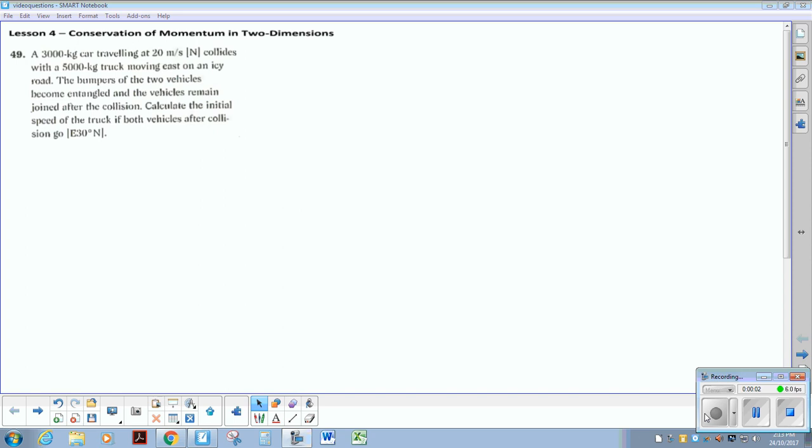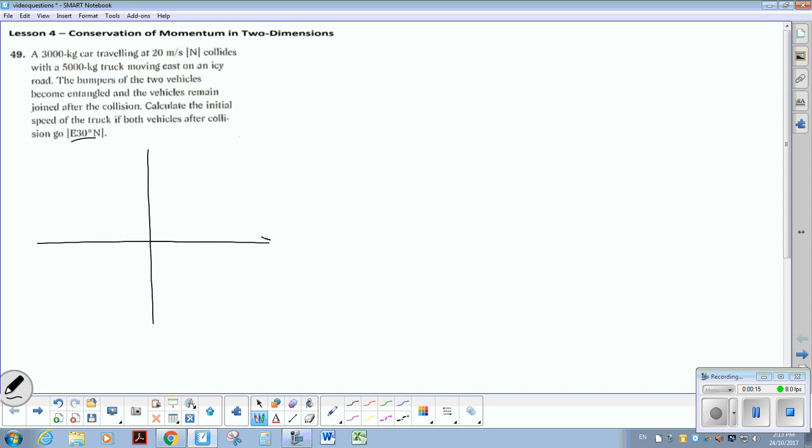Hello, welcome to lesson 4, conservation of momentum in 2D, and I have a question about number 49. At number 49, I see directions here, so I'm going to give myself a grid, northeast, and let's see what we got going on.